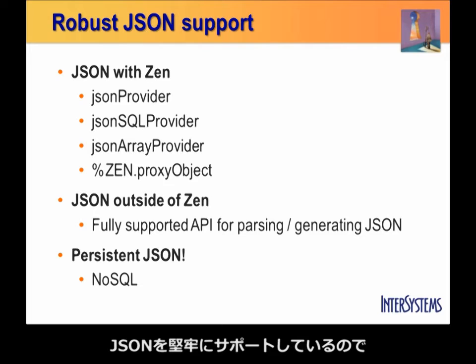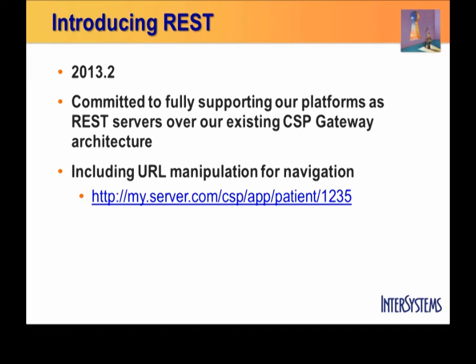And we have robust JSON support. So you can do JSON with Zen, or you can do JSON outside of Zen. And we have APIs for both. So within Zen, we have a whole bunch of providers that you can go read about. And then we also have persistent JSON, which is offered by NoSQL access.